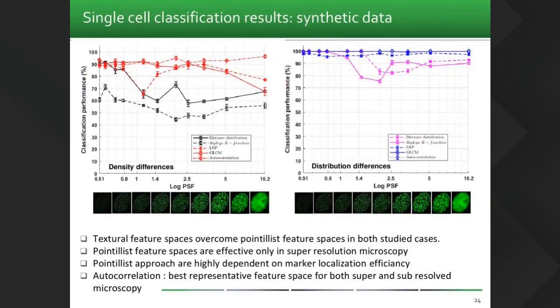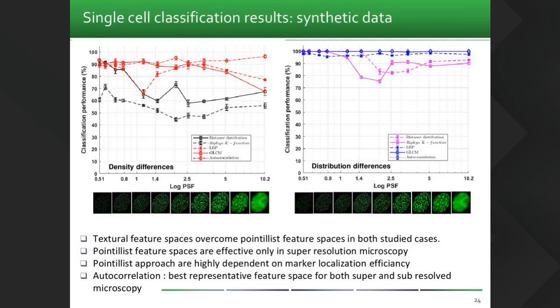We arrive now to show the results of this study on synthetic data. I will just discuss these results globally. On the left, we have the density differences based classification, and on the right, the distribution differences based classification. To interpret them, the red curves on the left and the blue curves on the right correspond to the textural approach, and they overcome the other feature spaces that belong to the pointillist approach, the black and the pink ones.